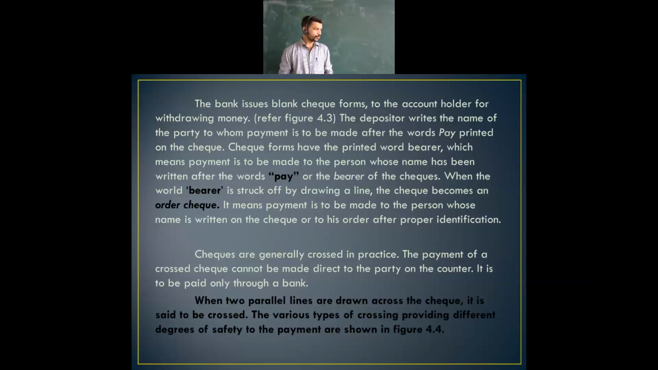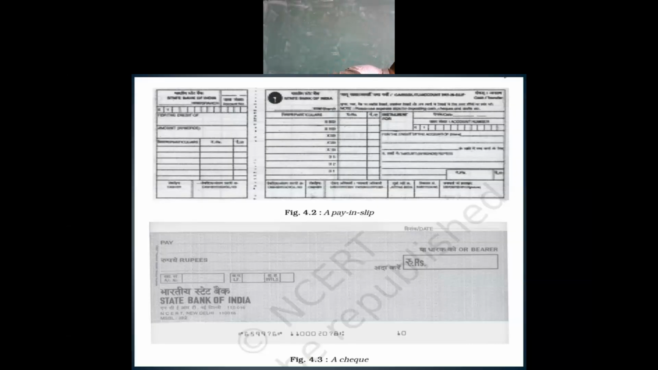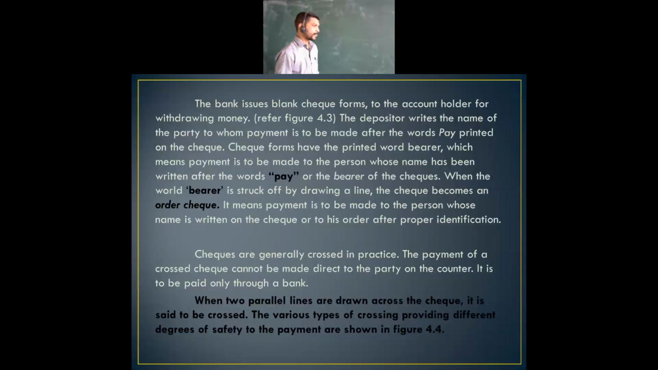Then check forms have been printed with the word bearer. That is how it is printed over here. You can see the bearer here in the corner. Here you can see the pay in the corner, and downward there you are going to see the bearer. Then let's see what it is. It means the payment is to be made to the person whose name has been written after the word pay.